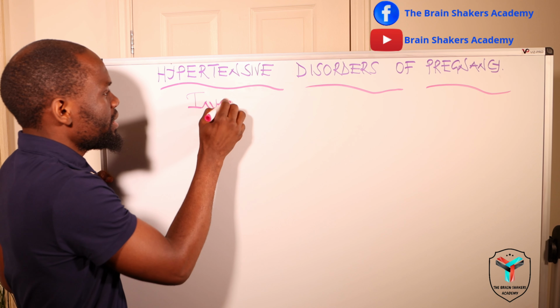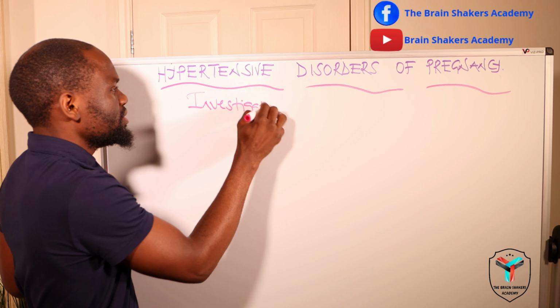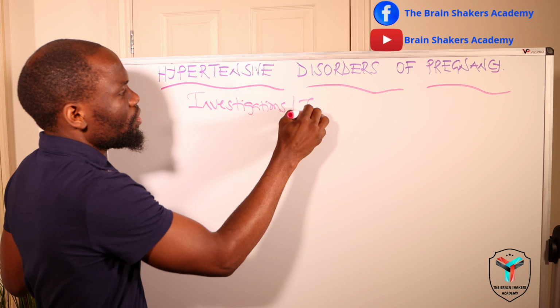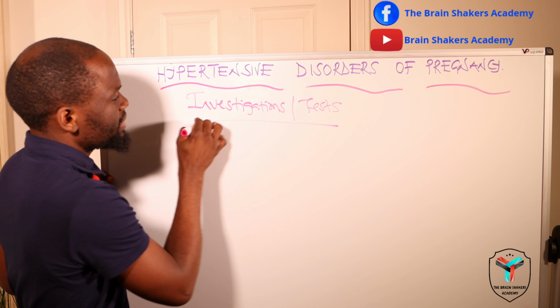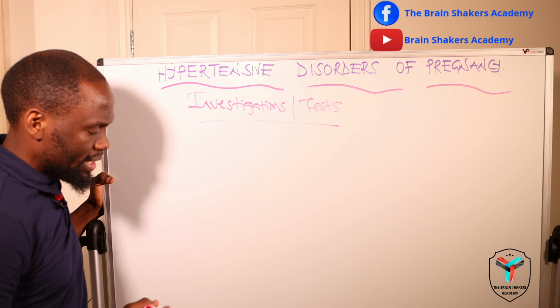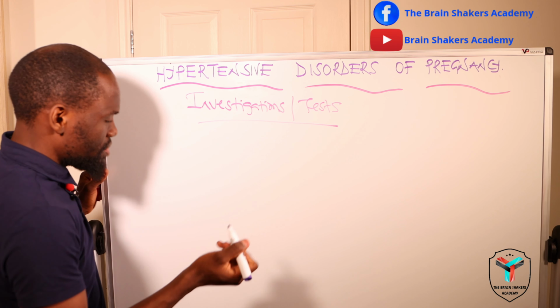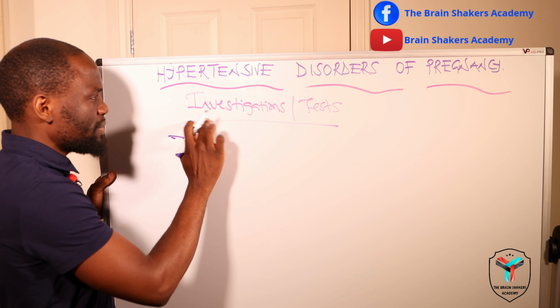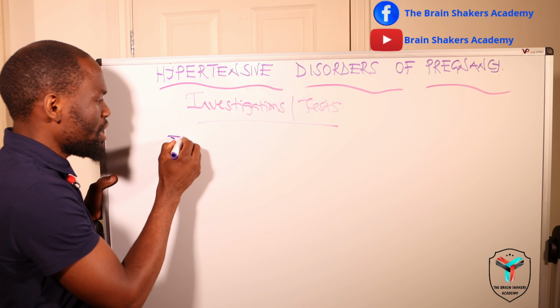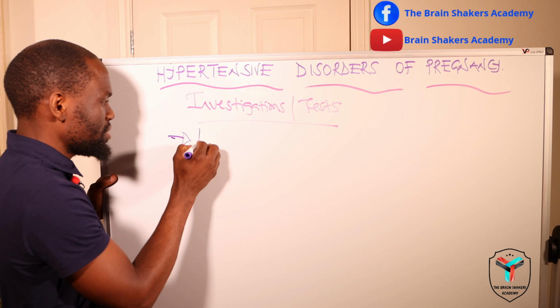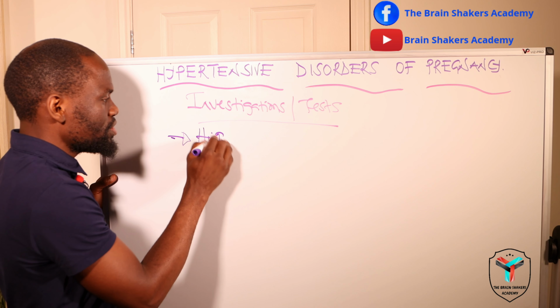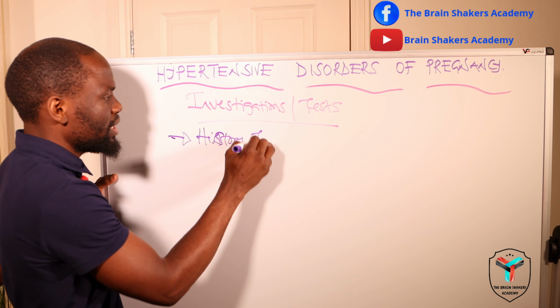So we will say investigations here, or some of the tests that can be done when you are looking at hypertensive disorders. And number one, we will be looking at history. We've already made mention, in as much as it may not be a test, but history is very important. So we are definitely going to be doing our history taking here.